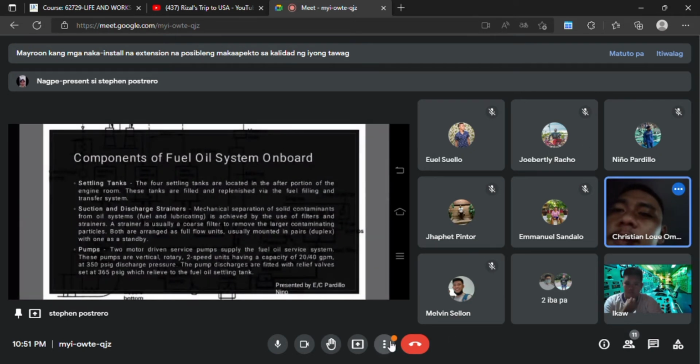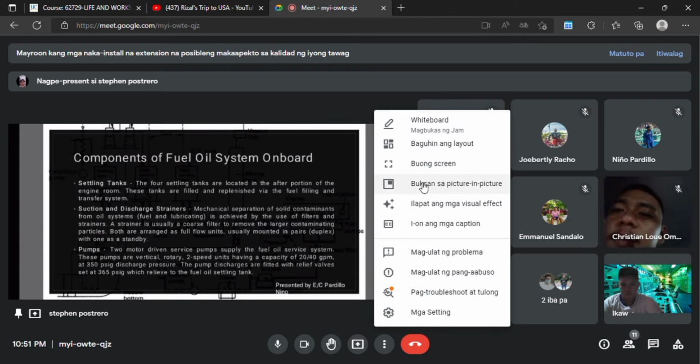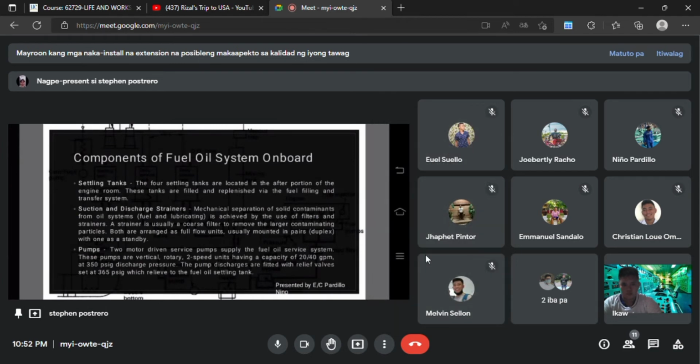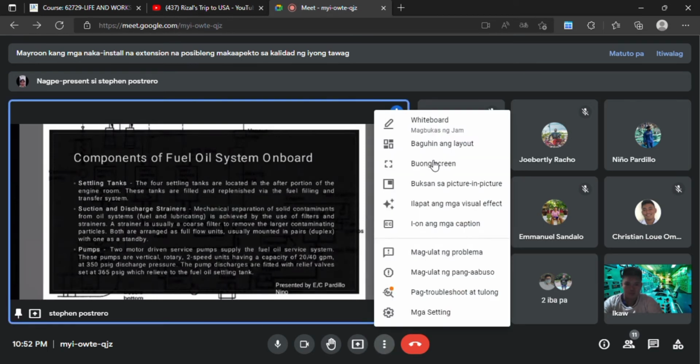So, proceeding to the components of the fuel oil system on board. First is the settling tanks. The four settling tanks are located in the after portion of the engine room. These tanks are filled and replenished via the fuel filling and transfer system.